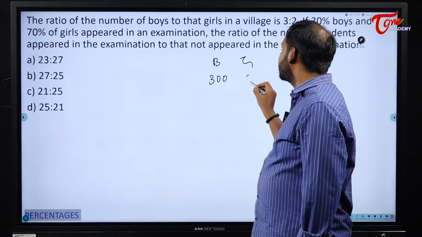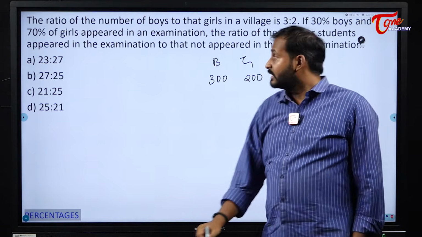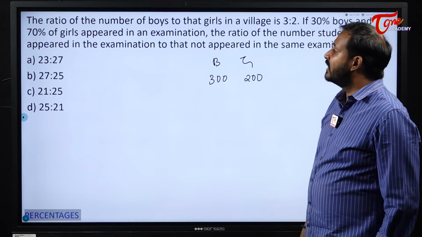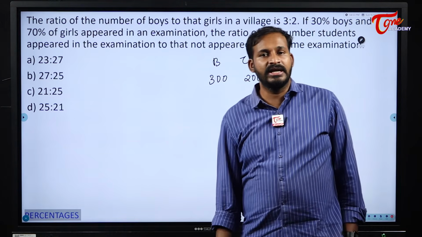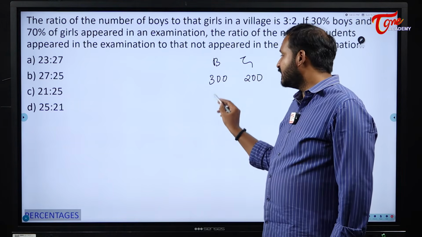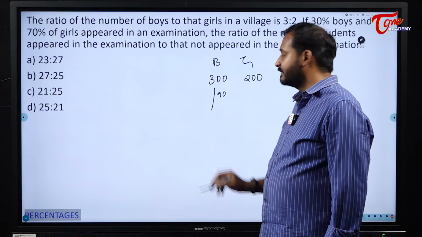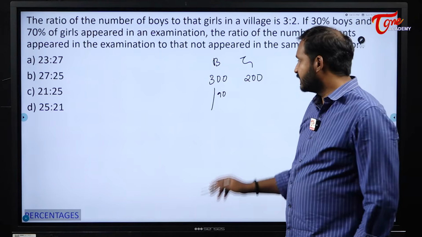So I will take them as directly 300 and 200. Okay. Next, if 30% of boys and 70% of girls appeared in the examinations, what is 30% of 300? 10% is 30, 30% will become what? 90. That means 90 boys will attend the examination.